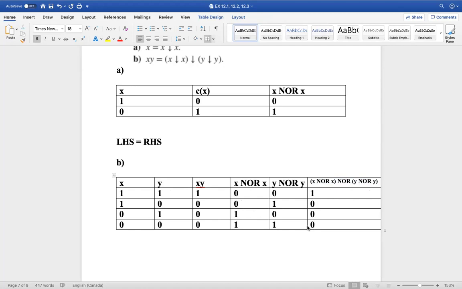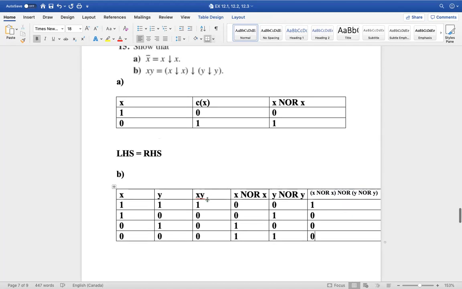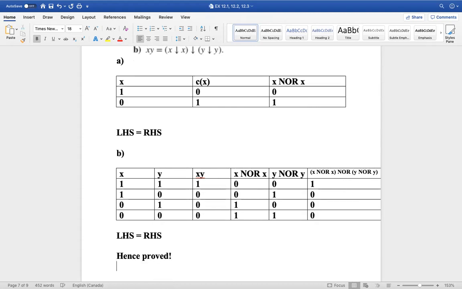So we have x dot y here, and this is equal to the right hand side here. So the left hand side equals the right hand side. Hence proved. All right, any question here?